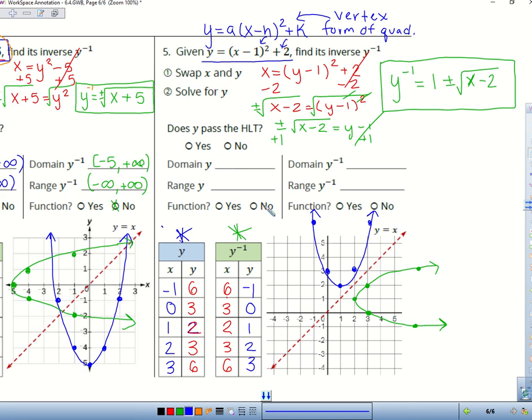Domain, so we're looking at the blue function. Does the blue pass the horizontal line test? No. But it passes the vertical line test. Domain of the blue is all real numbers, and the range is from 2 to positive infinity. So therefore, the domain of the other one is going to be 2 to positive infinity. Range is going to be all real numbers, and it is not a function.